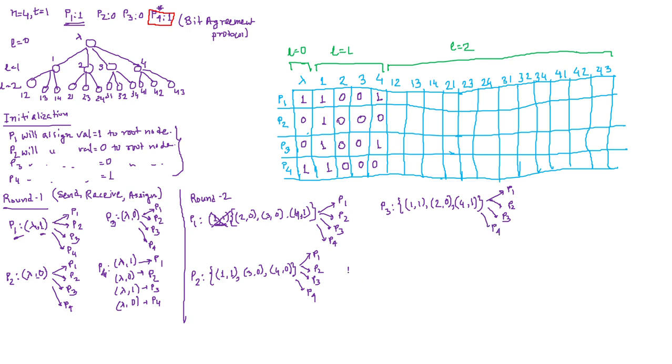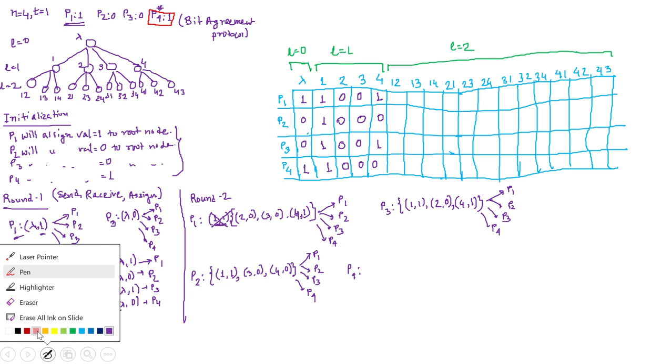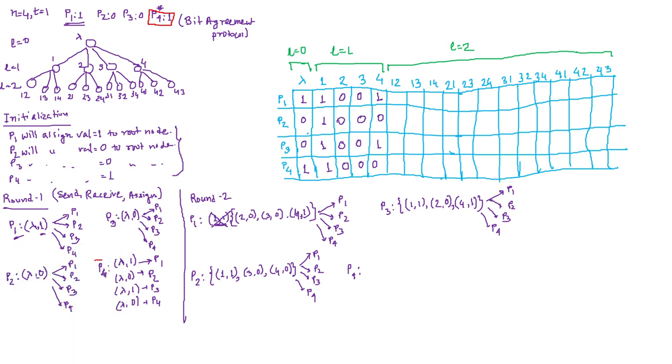Next comes P4. So remember that P4 is the adversary, or P4 is the corrupted party. Here also, let me cover it with red so that you can see that it can behave arbitrarily, and everyone will have its own input, right?